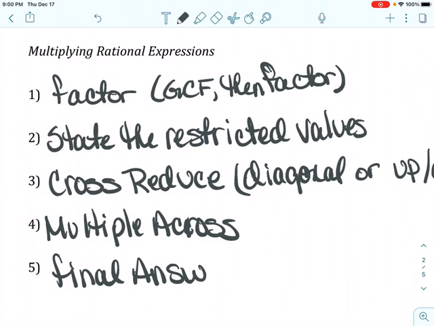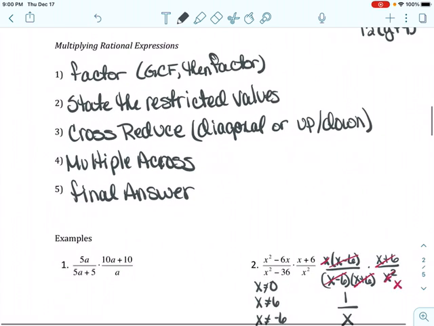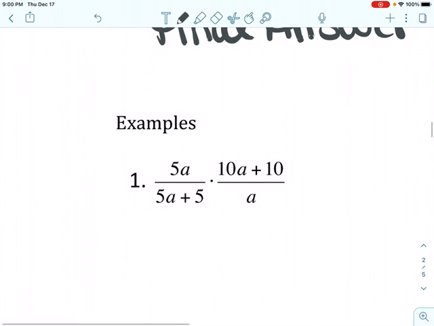Now, sometimes you may want to put it back together. In other words, multiply things. I usually don't. I usually just leave it factored, but depending on how the directions say. Okay, so let's take a look at this. So the first thing I'm going to do is a GCF.